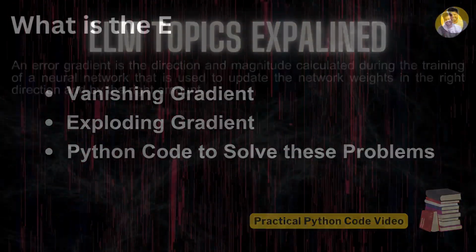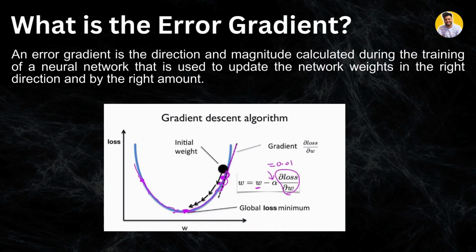We first start by explaining what the error gradient is. The error gradient is the direction and the magnitude that is calculated during the training of a neural network and used to update the weights of the network in the right direction. Whenever you are training a neural network, it gives you some kind of error. By seeing whether that error is positive or negative, you update your weights in a certain direction, and in that direction your neural network starts to learn. That's how it is done.